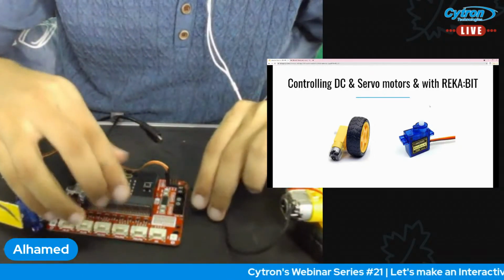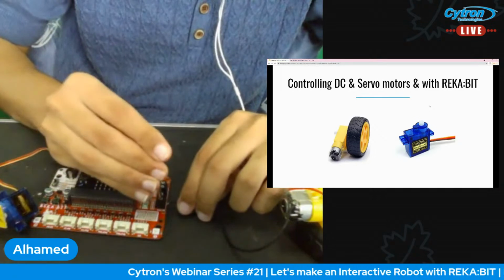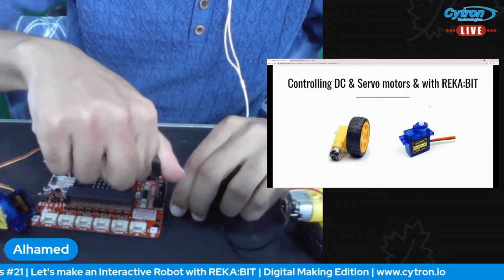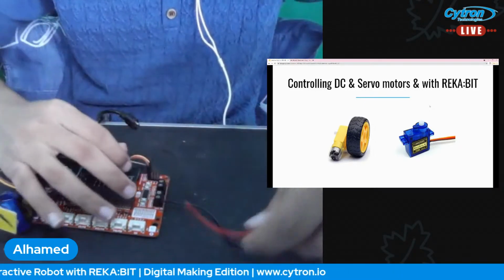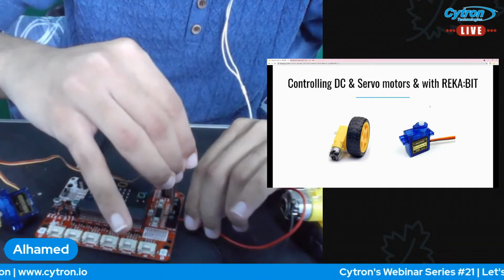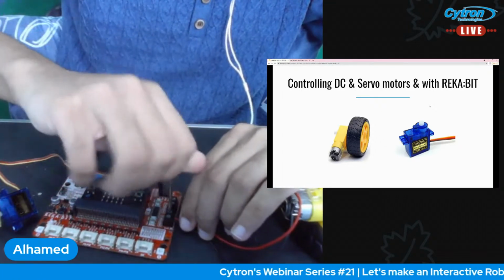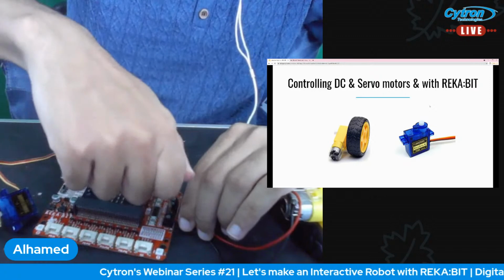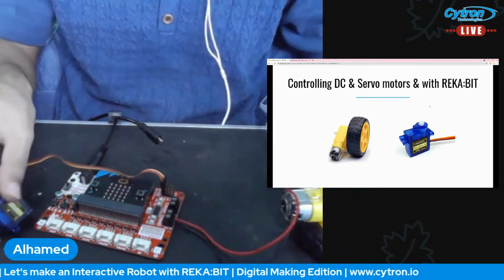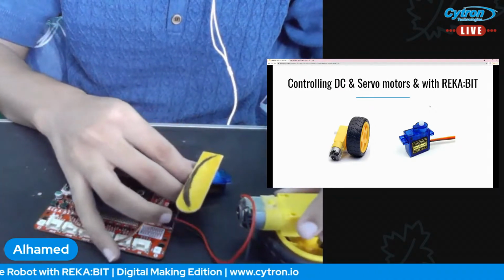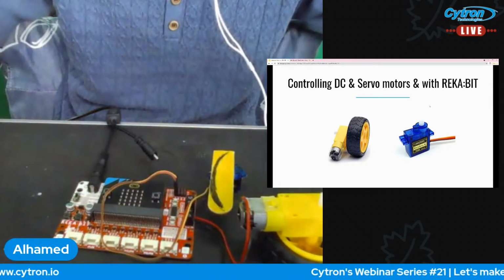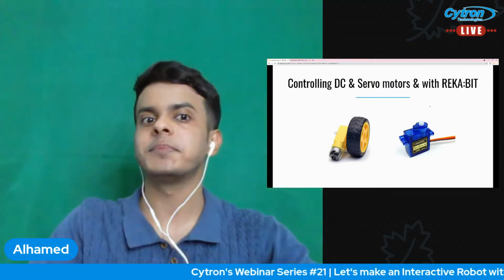The black wire will go over here. Please, guys, if you have any questions, do ask us. Now I will show you how to program the servo motor and DC motor at one time. I already explained this step in the previous webinar, but it's okay, we can do this again.